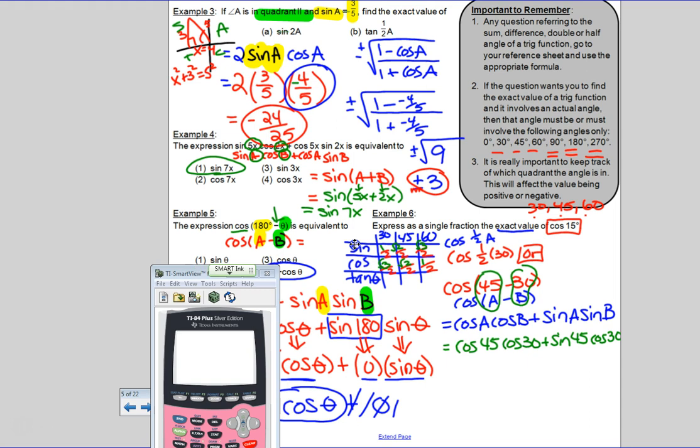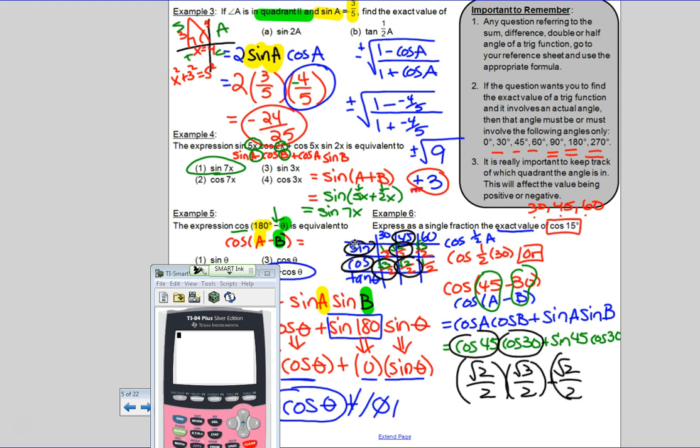So all I have to do now is find the cosine of 45 in my chart. Cosine of 45 is radical 2 over 2. Cosine of 30 is radical 3 over 2. Sine of 45 is radical 2 over 2. And sine of 30 is 1/2.